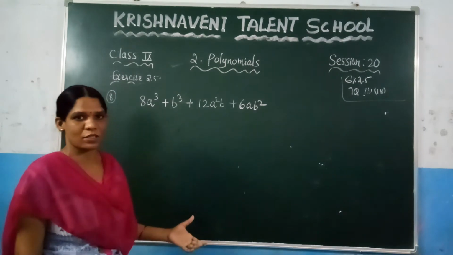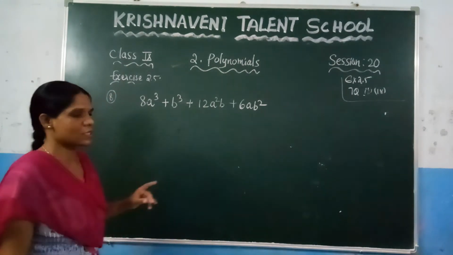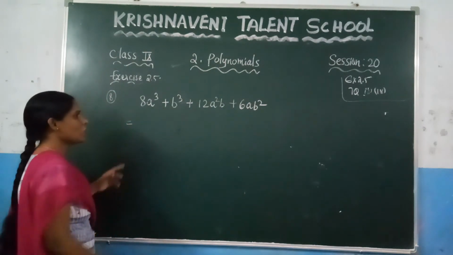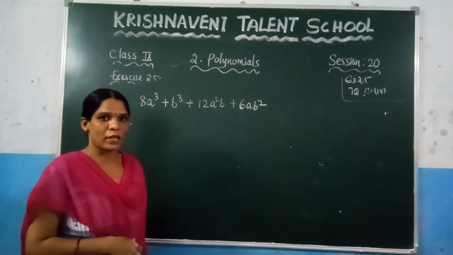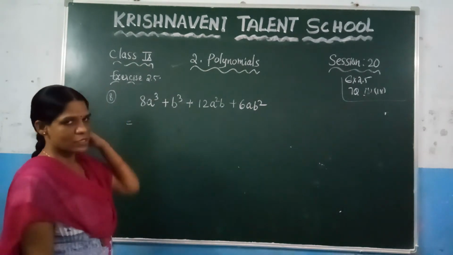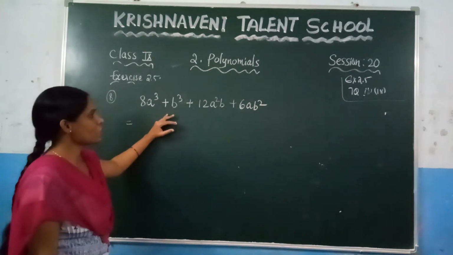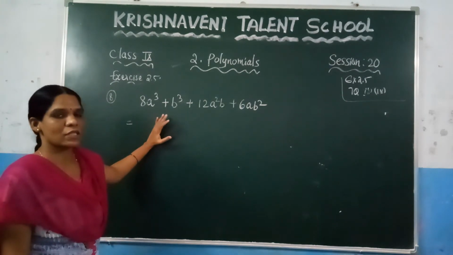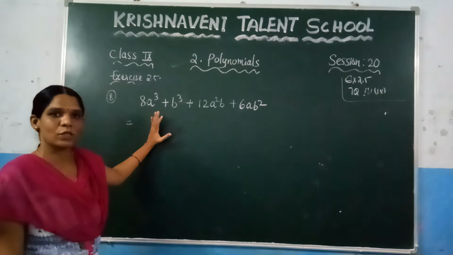Like that you can change it. So how do you change that one? Let us see here. After changing that one, you can come to know it is in the form of (a plus b) whole cube. So what is the first step? You need to observe what is the given question. By seeing the question itself, you have to come to know which identity you need to apply.